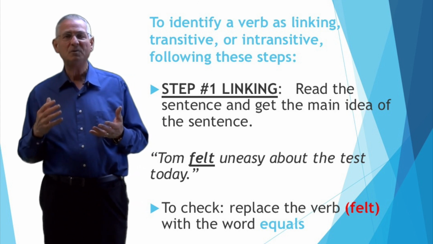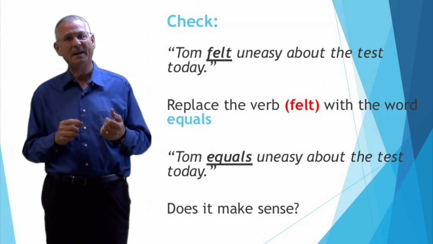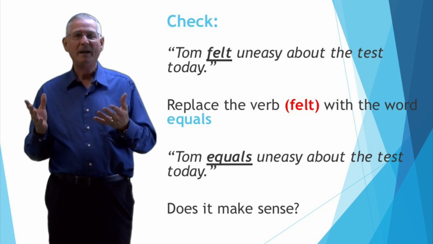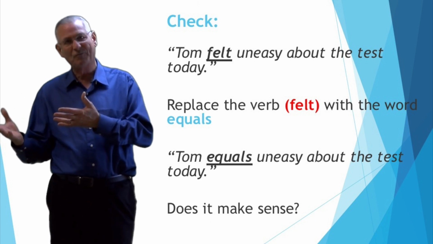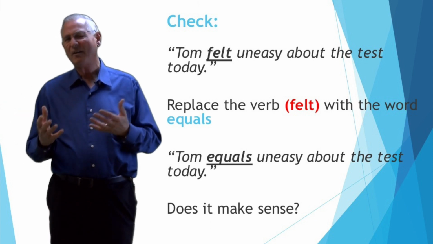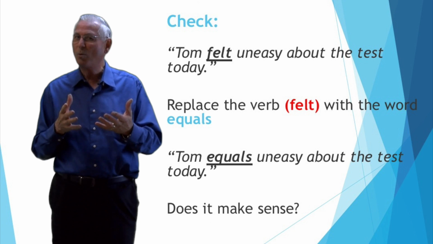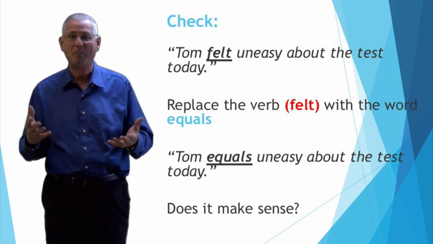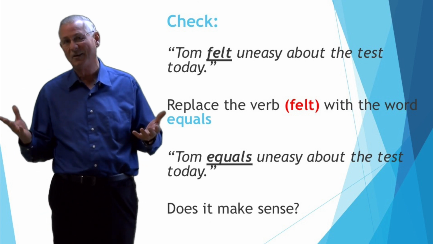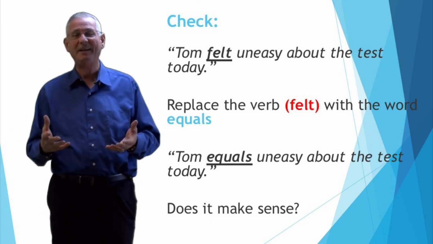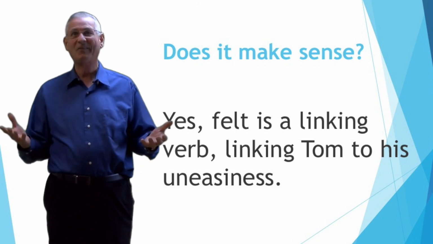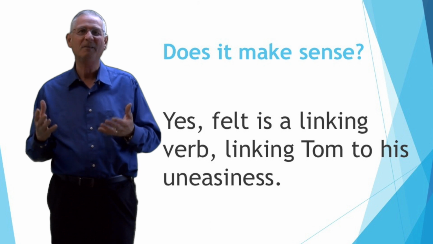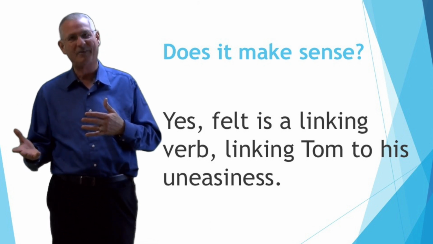Now at this point, to identify the first step as linking, replace the verb with the word equal or equals. It's linking the subject to something after the verb. And if that sentence still makes sense, when you say equal or equals, the verb is linking. For example, "Tom felt uneasy about the test today." Tom equals uneasy about the test today. Does that still make sense? Absolutely. Felt is a linking verb, linking Tom to his uneasiness.